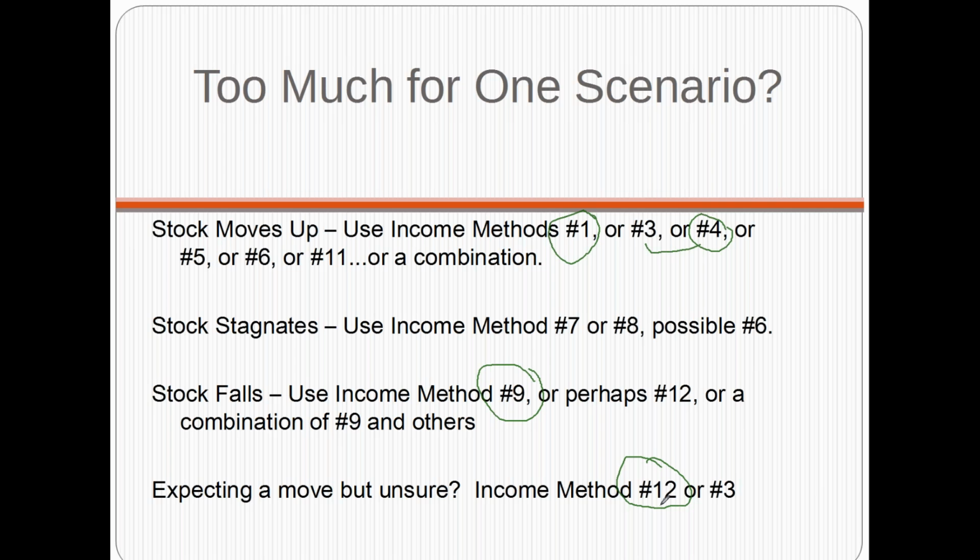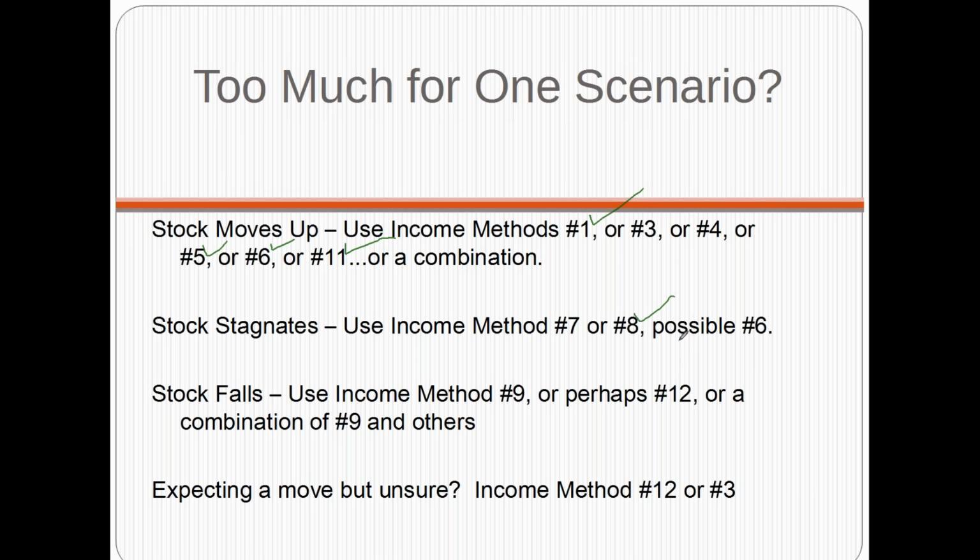Jay commented, what about income method number 2 and income method number 12? Income method number 2 is a reaction. It's not a standalone income method. It's a reaction to what you would do after you maybe applied income method number 1, number 5, number 6, number 11, possibly number 8.